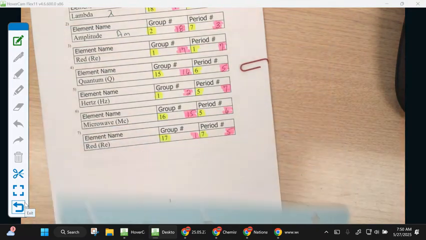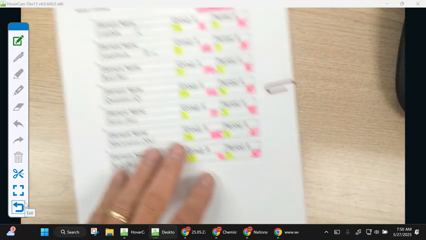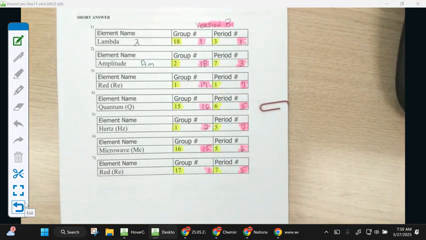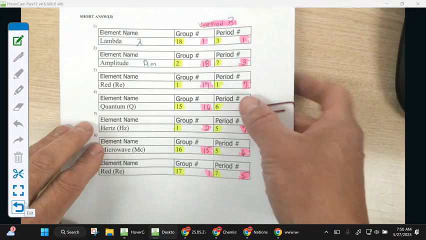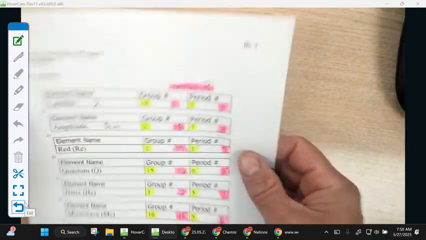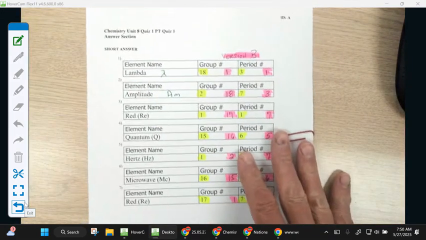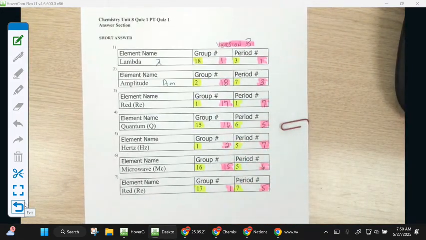All right, let's take a look at your quiz real quick, ladies and gentlemen. Okay? Now, the answers that are highlighted in pink are the answers from version B. The answers that are highlighted in yellow are from version A. The answers are in the same order for either version, all the way down.